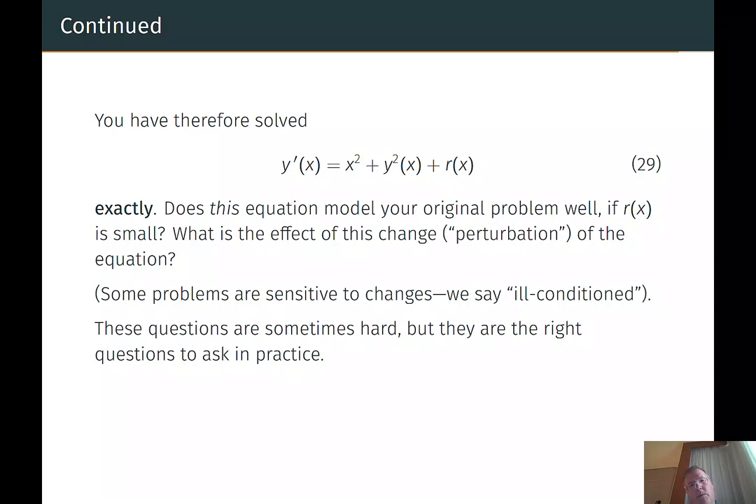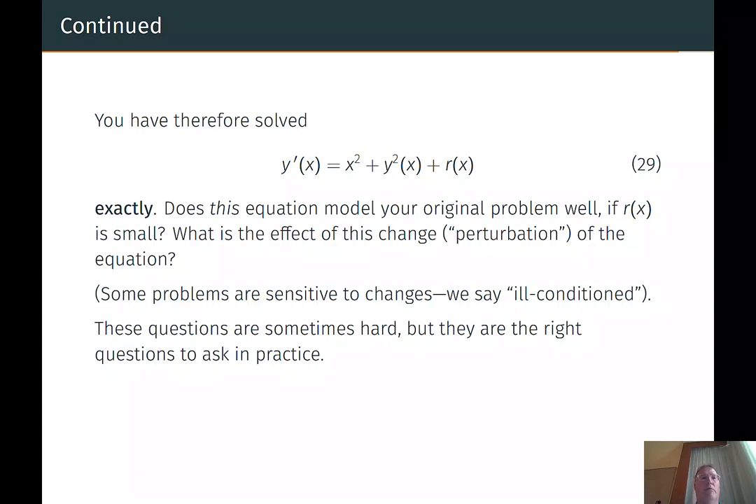Then you have to think, well, what is the effect of this change? What is the effect of this perturbation of the equation? Because there are some physical perturbations of the model as well. Your model equations are never going to be exactly right. And some problems are sensitive to changes, and we say ill-conditioned. Some disciplines use the word unstable to say that some things are sensitive to changes, but I prefer the term ill-conditioned. Ill-conditioned 200 years ago meant a person. A person could be ill-conditioned.